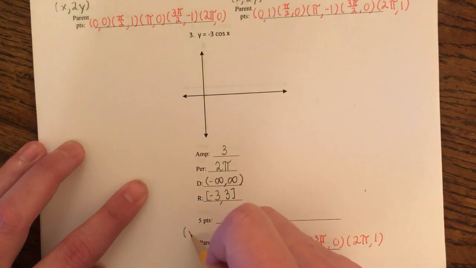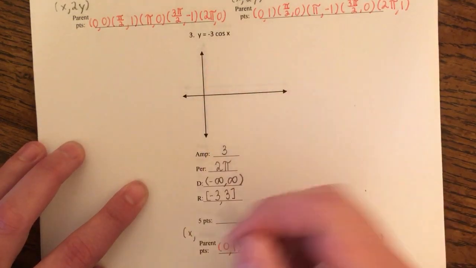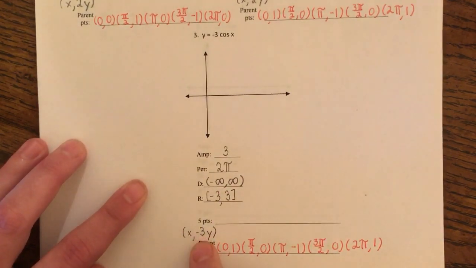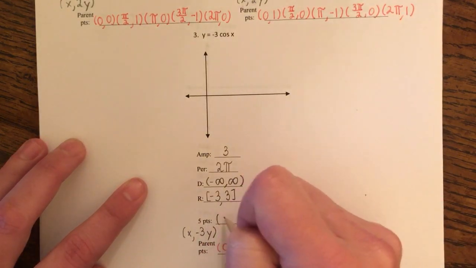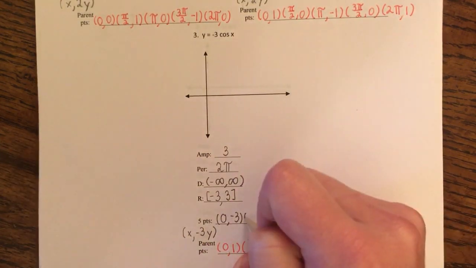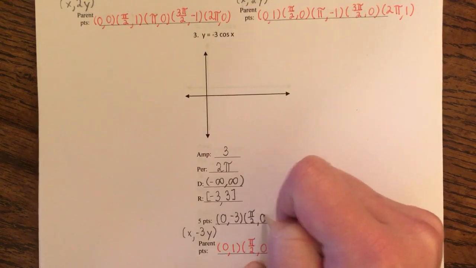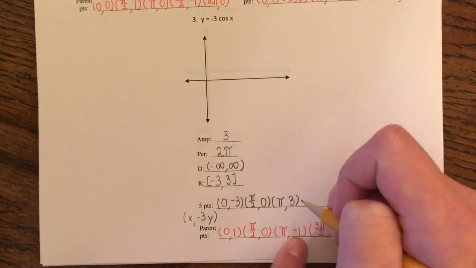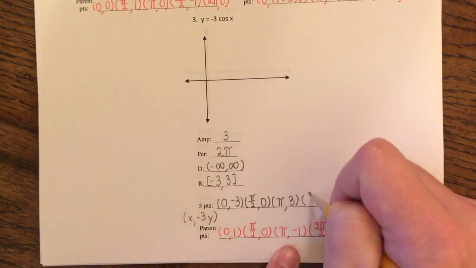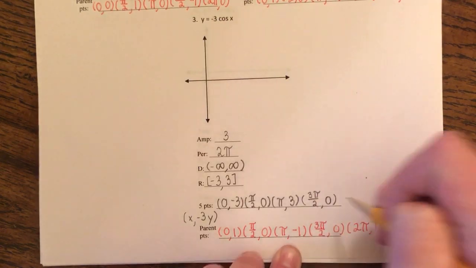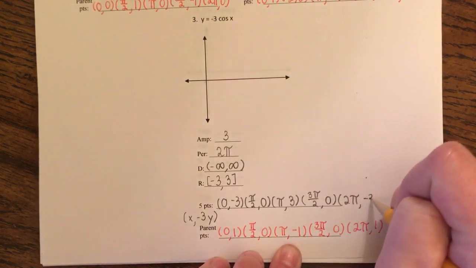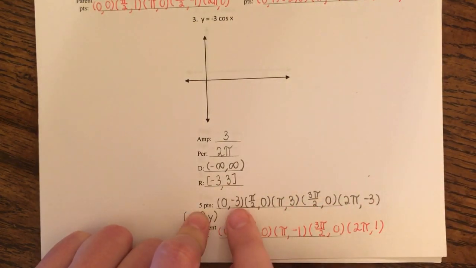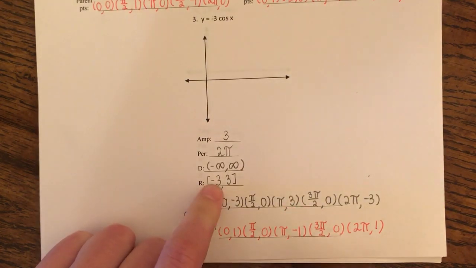So our points are going to be x, comma, negative 3y. So we have not only a vertical stretch by 3, but also a reflection. So our new points will be 0, comma, negative 3, pi over 2, comma, still 0, pi, comma, positive 3, negative 1 times negative 3 would be positive 3, 3 pi over 2, comma, 0, and 2 pi, comma, negative 3. So again, examine your range and examine the points. How low does this graph go? Negative 3. How high does it end up going? Positive 3. So we were correct.